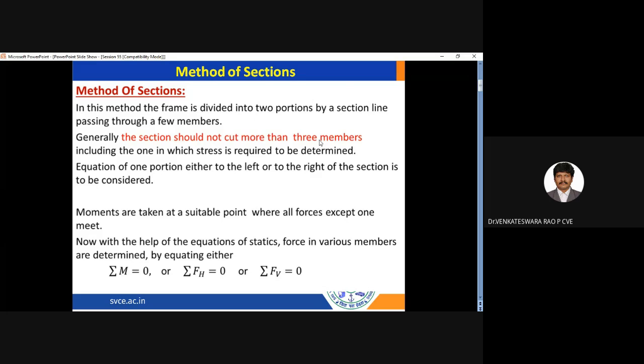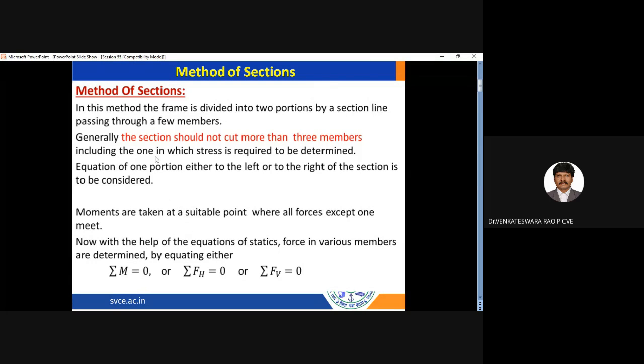But here, this is the method of sections. When you take a section line, the section has to cut the truss in such a way that it should not cut more than three members. Understand? That is very important. More than three, because we are going to use three equations, here at the bottom of this slide you see: sigma M equal to 0, sigma FH equal to 0, and sigma FV equal to 0. Three equations we are going to use, so three unknowns are okay. More than three unknowns, we cannot solve, right? That is why the section should not cut more than three members. We will see that when we try to solve a problem, and we may understand it in a better way.